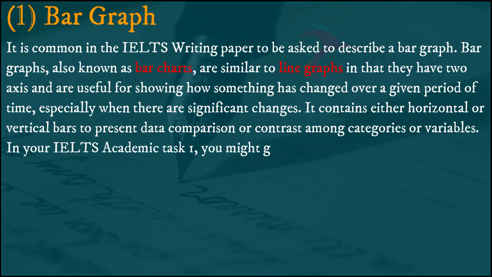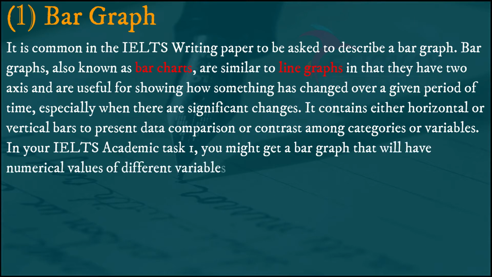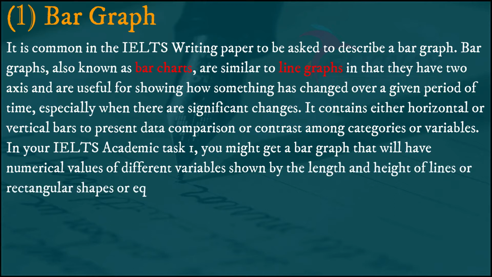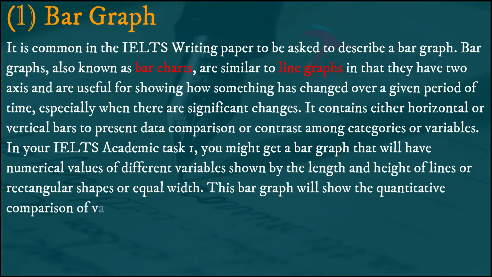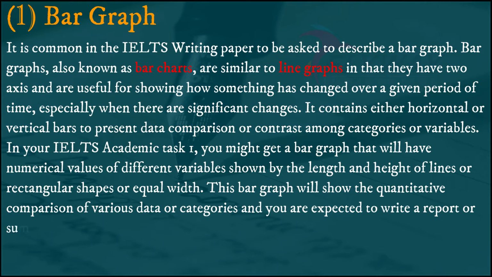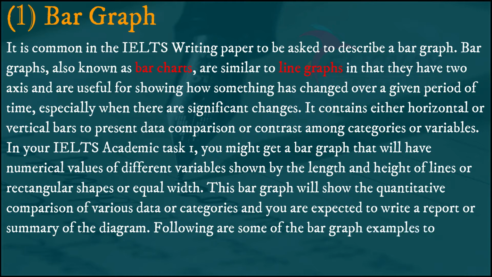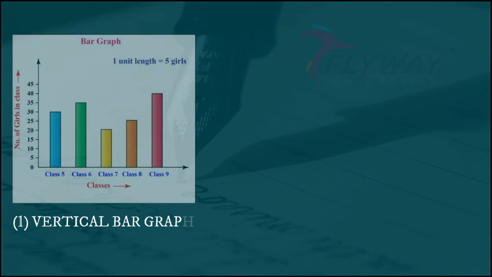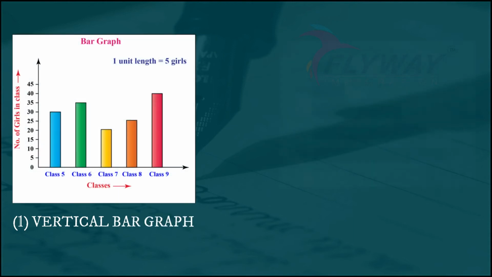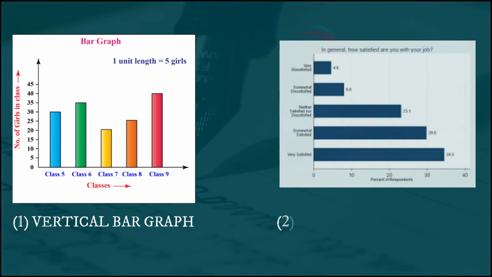In your IELTS Writing Academic Task 1, you might get a bar graph that will have numerical values of different variables shown by the length and height of lines or rectangular shapes of equal width. This bar graph will show the quantitative comparison of various data or categories, and you are expected to write a report or summary of the diagram. Following are some bar graph examples to make things clear. So here on your screen is a type of vertical bar graph, and the other one is a horizontal bar graph.